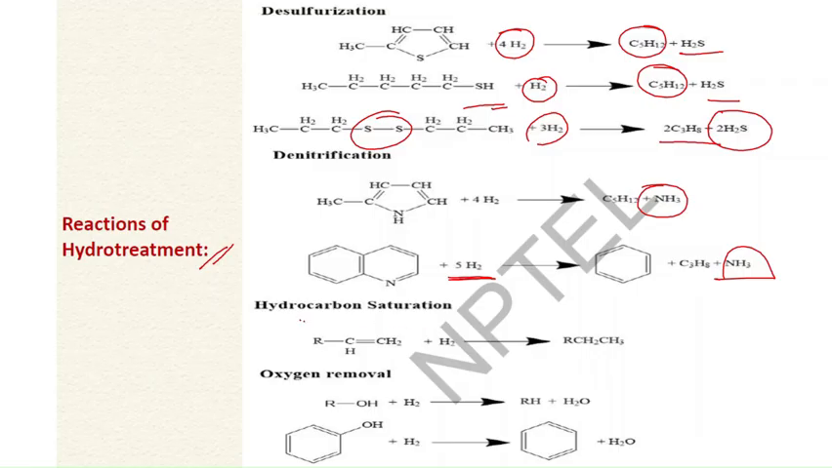Then hydrocarbon saturation also takes place in hydrotreatment. Here we have an unsaturated hydrocarbon which is treated with hydrogen to give a saturated hydrocarbon. And then oxygen removal is also done by treating with hydrogen, and by removal of water vapor we get this hydrocarbon.